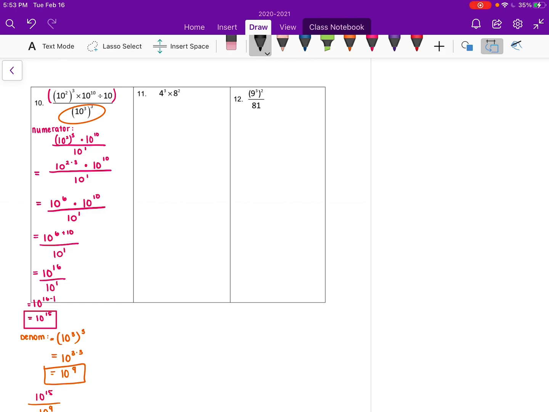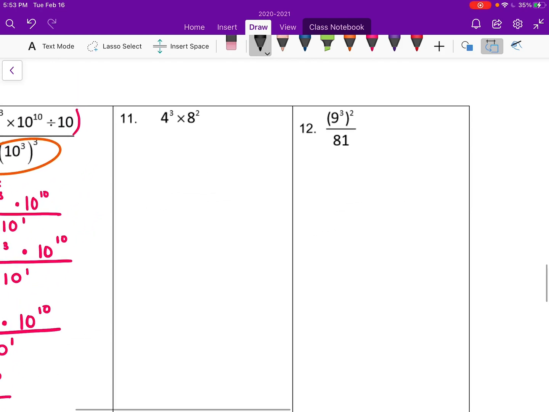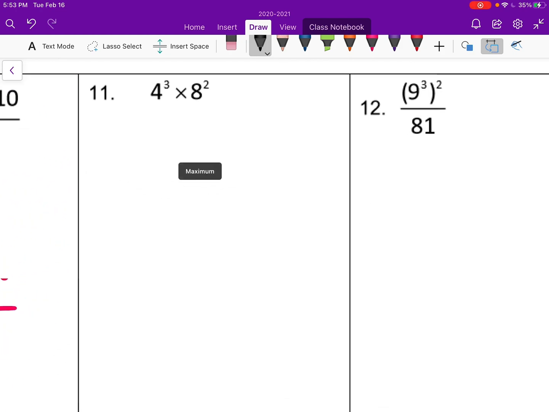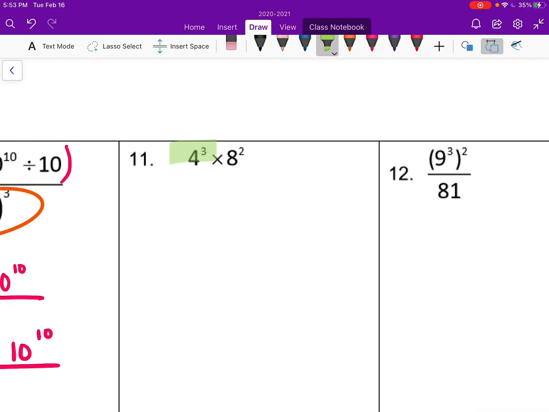Okay. So this is where this gets complicated. Now we're looking at these two and you're like, I can't do anything there. They're not the same base. They're not the same base, but can we make them the same base? If we go back and think of when we were talking about making them all the same bases, can I make 4 and 8 a base that is similar to each other?